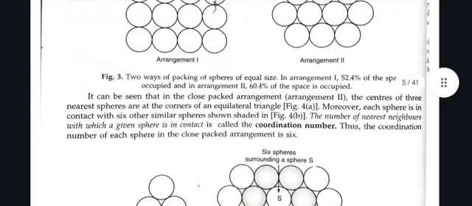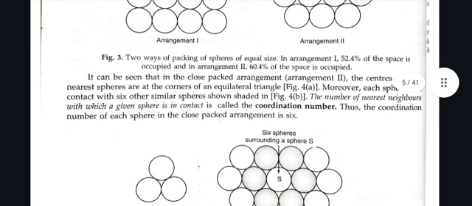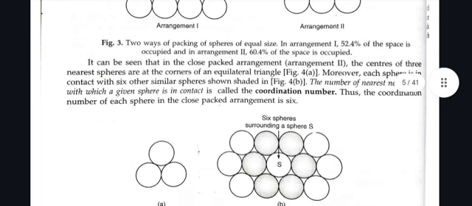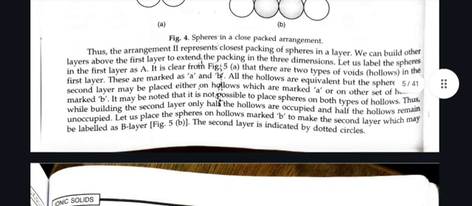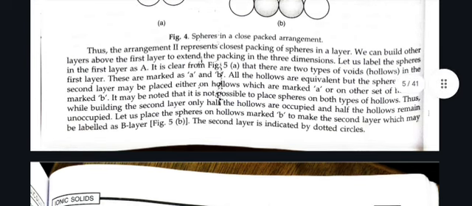The number of nearest neighbors with which a given sphere is in contact is called the coordination number. The coordination number of each sphere in the close packed arrangement is 6. Thus, arrangement 2 represents the closest packing of spheres in a layer. We can build other layers above the first layer to extend the packing in 3 dimensions.